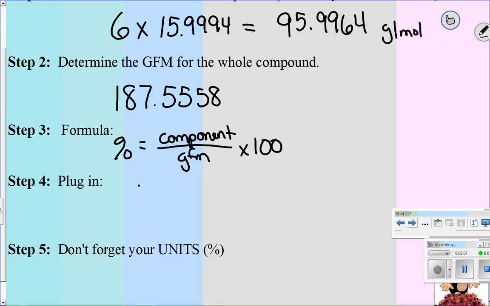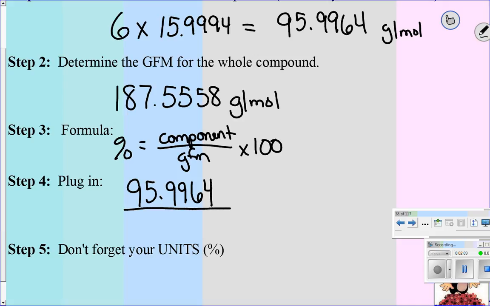So we're going to plug in our 95.9964. Oh, sorry, this is in grams per mole as well. And that's in grams per mole, as is the 187.5558. Those are going to end up canceling since they're the same top and bottom. And we multiply that by 100 because percent means per 100.